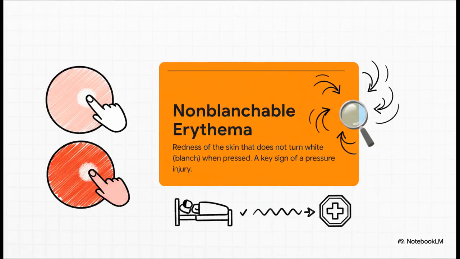And finally, let's talk about preventing problems before they start. When you press on a red spot on someone's skin, it should turn white for a second and then go back to red. We call that blanching. If you press on it and it stays red, that's non-blanchable erythema. It's a warning sign that tissue damage is already happening under the skin, and it is the key indicator of a stage 1 pressure injury.